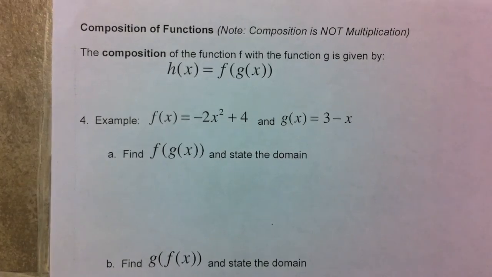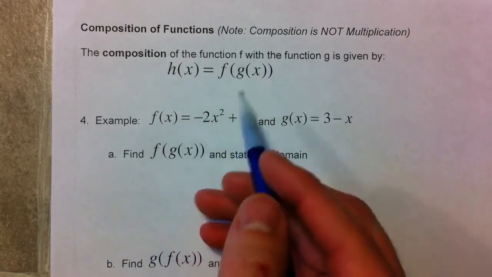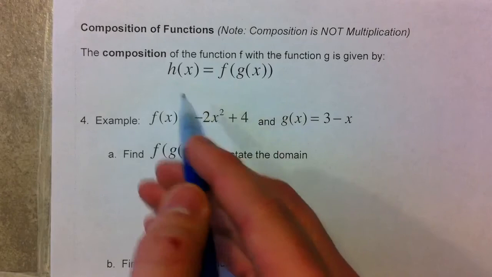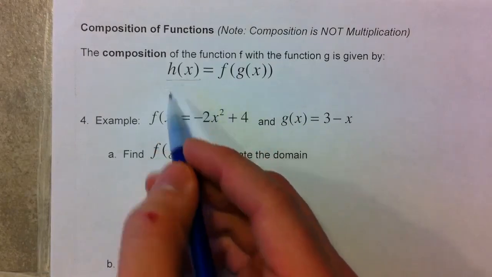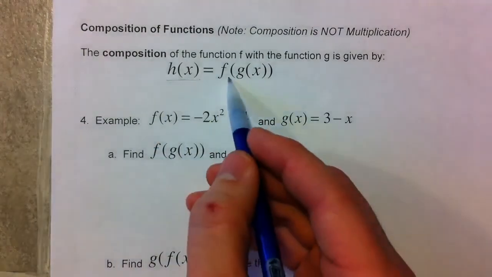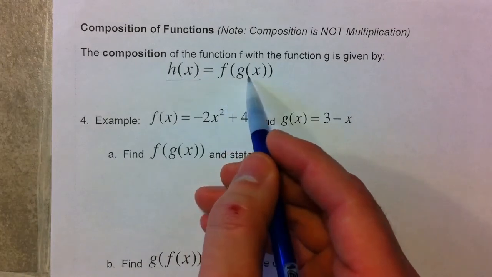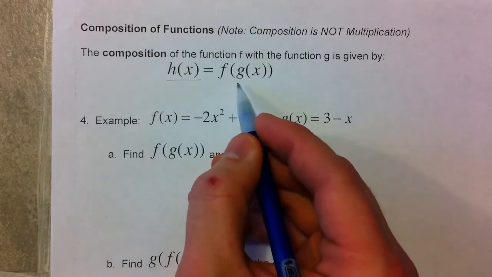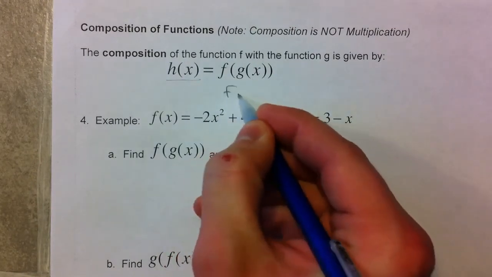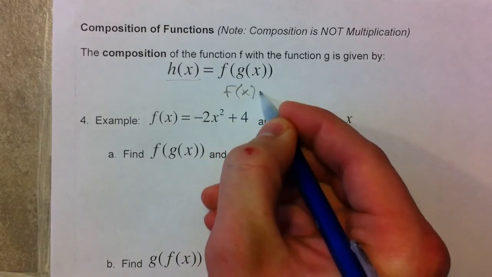Alright, so we're going to be talking about composition of functions. Biggest thing to realize here is that this is not multiplication. The notation we're going to have is we're going to get some new function, call it Harry, h of x, that is the result of combining f of x and g of x. And notice that it's not f of x written next to g of x like our multiplication.